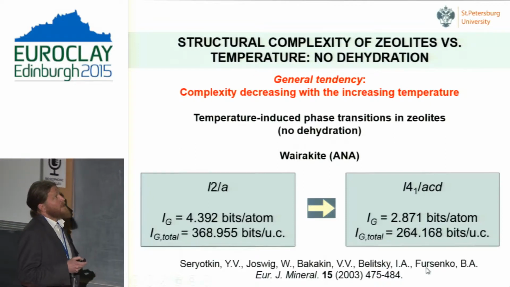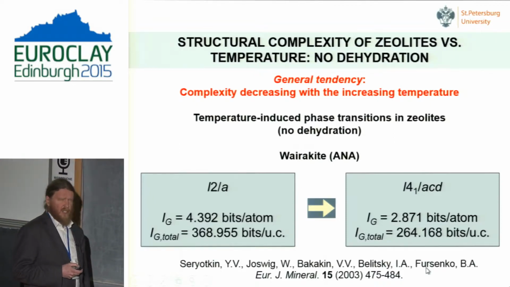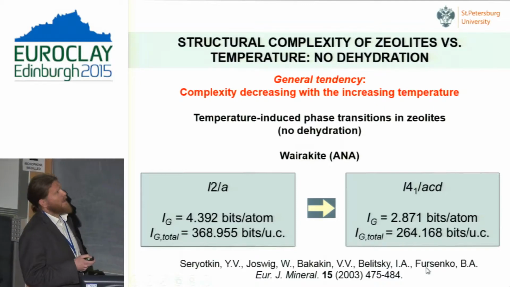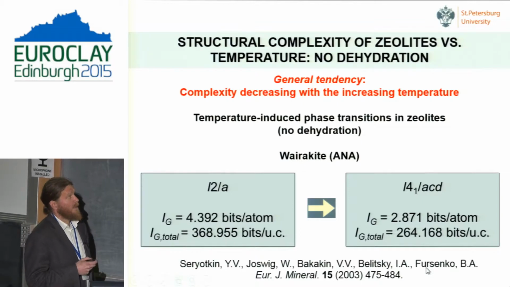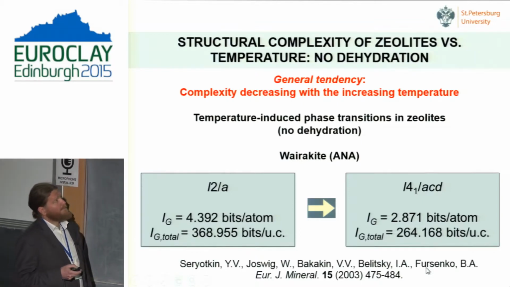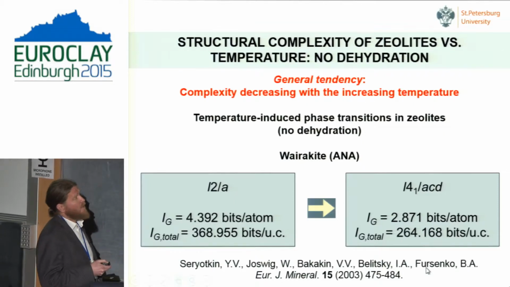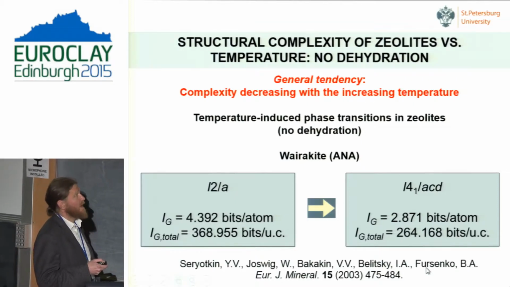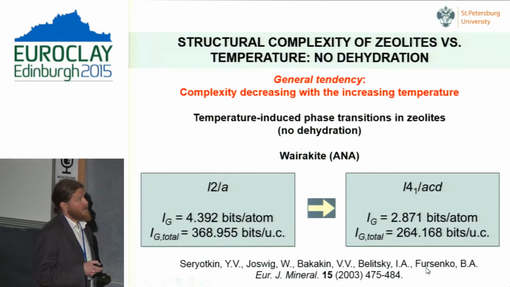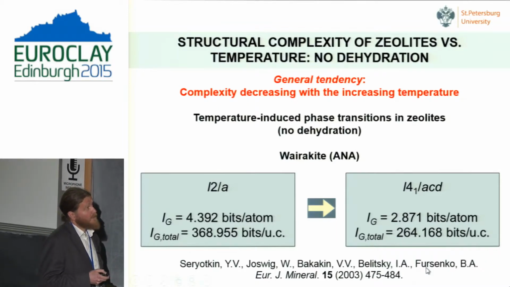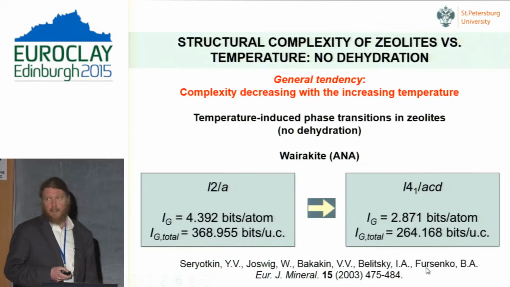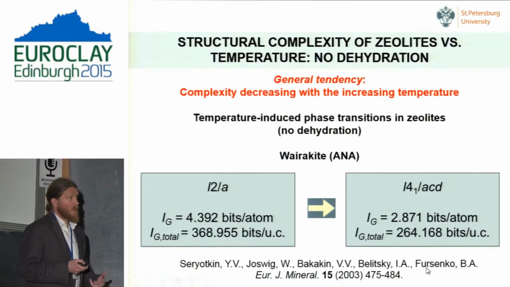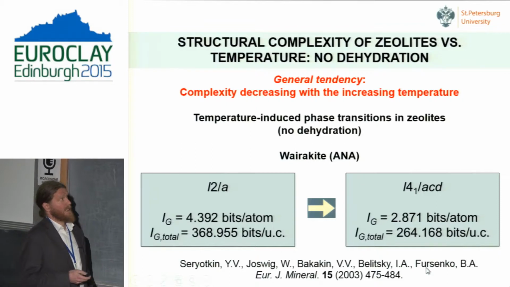In the case where there is no dehydration, there are just a few examples in the literature, and I found, for example, this is a weirakite. This is a mineral with analcime topology, and at room temperature, it is monoclinic, I2/a space group, so these are its complexity parameters. It transforms at high temperature to a tetragonal space group, and its complexity is decreasing. So its information amount per atom and per unit cell is decreasing.